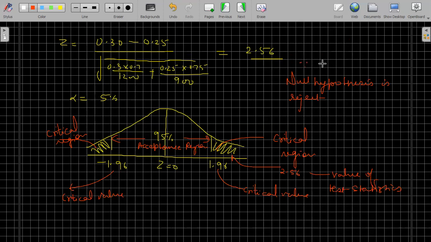यहाँ पर आप लिखेंगे mod Z is greater than 1.96. ठीक है. Null hypothesis is rejected at 5% level of significance.